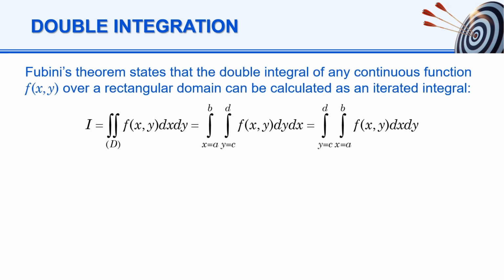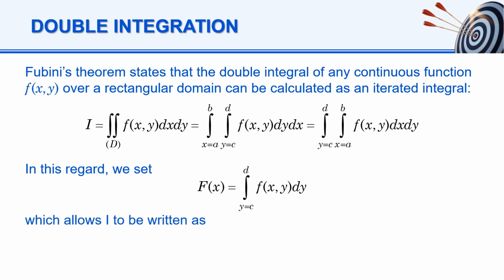Fubini's theorem states that the double integral of any continuous function f(x,y) over a rectangular domain can be calculated as an iterated integral. In this regard, we set, which allows the double integral I to be written as follows.